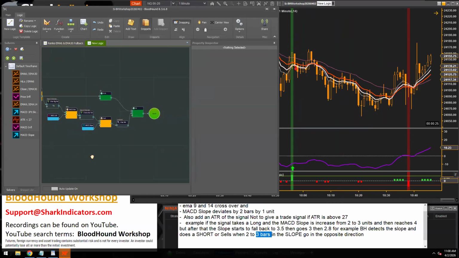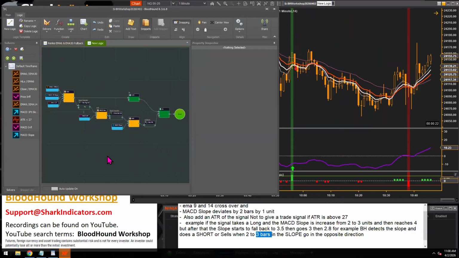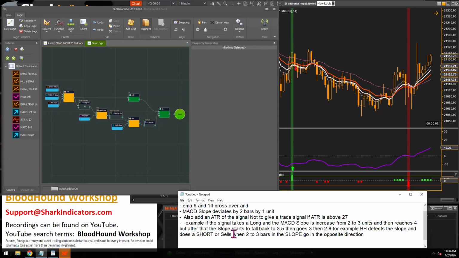All right, let's see here. I think that's it. I think I've covered all the bases here and got everything explained, so we'll leave it at that. I did leave this system only requiring 2 bars, a 2-bar continuation of that MACD rolling over.